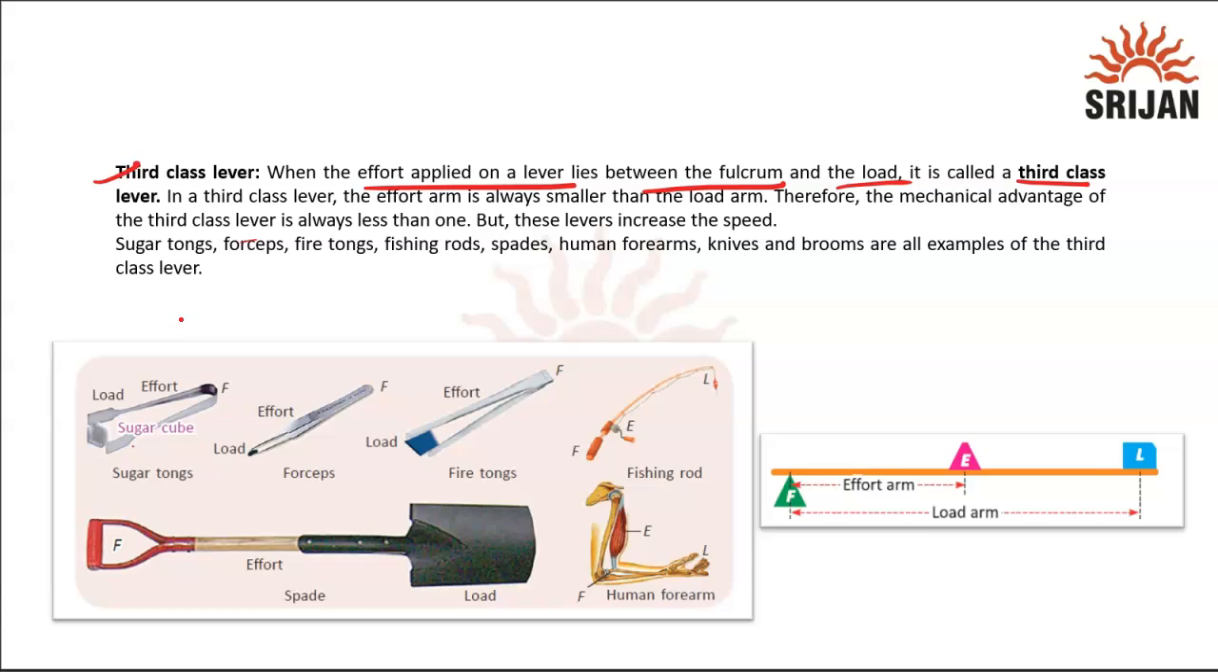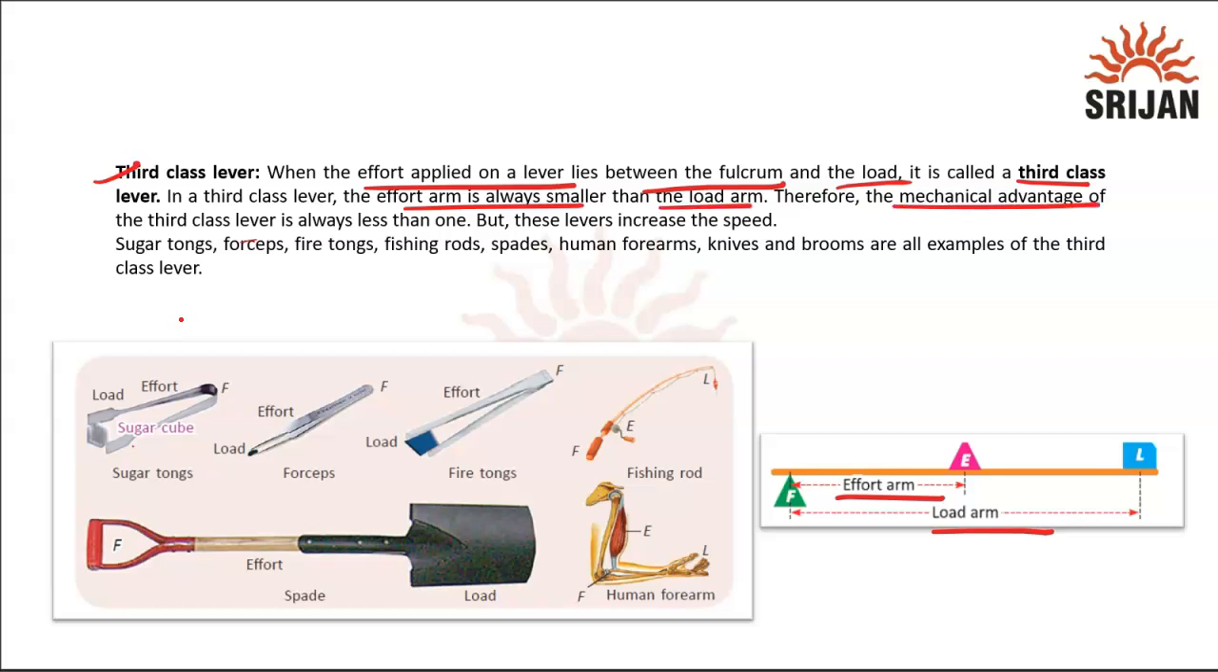Okay, so in this case, what you can see here is that the effort arm will be shorter. Whatever theories I applied on the second class lever, the same I will apply here as well, just opposite, because now the effort comes in between. So your load arm will always be bigger and your effort arm will always be shorter. In a third class lever, the effort arm is always smaller than the load arm.